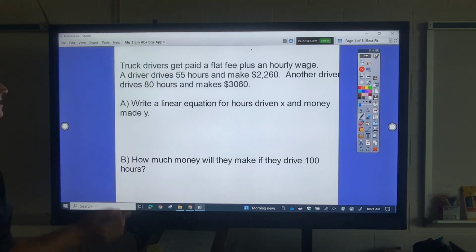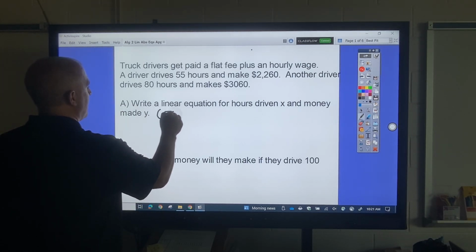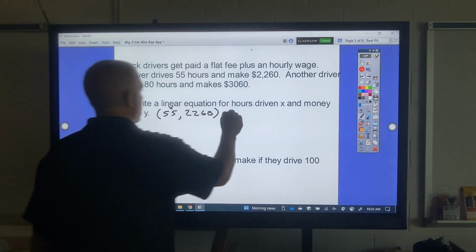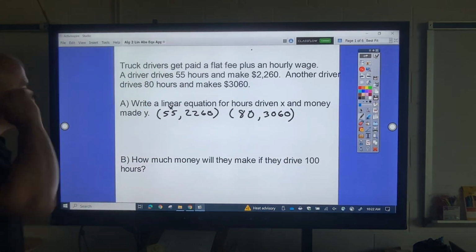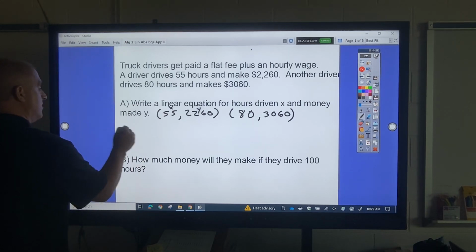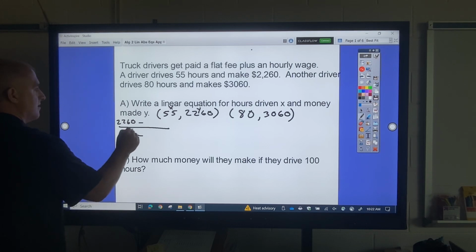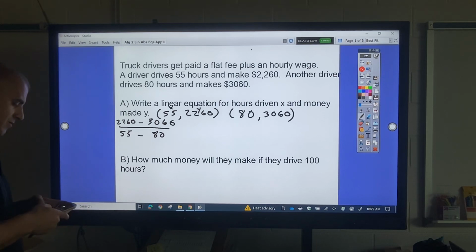So this is a linear equation. We learned about regression, and you could actually use the regression model here, but we're going to do this the longer way. 55 hours is our x, and 2260 is the amount for the y, and then 80 hours and 3060. So what we're going to do is find the slope, using the slope formula: 2260 minus 3060 over 55 minus 80.